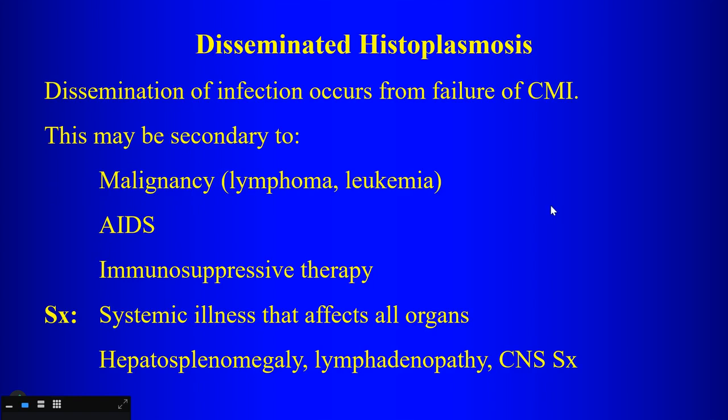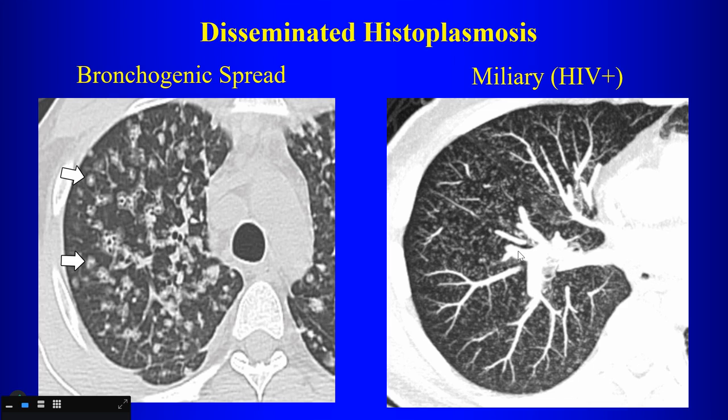Disseminated histoplasmosis occurs when there's failure of cell-mediated immunity; underlying malignancies, of course, can lead to that, or immunosuppression. And then they get miliary disease. It can also spread to other areas: the liver, spleen, lymph nodes, CNS. Looks like miliary disease. You can have bronchogenic dissemination, right? That's what we saw here, especially with the acute inhalational form. And then hematogenous dissemination gives you a miliary appearance. This patient happened to be HIV positive, with the miliary appearance of these nodules.